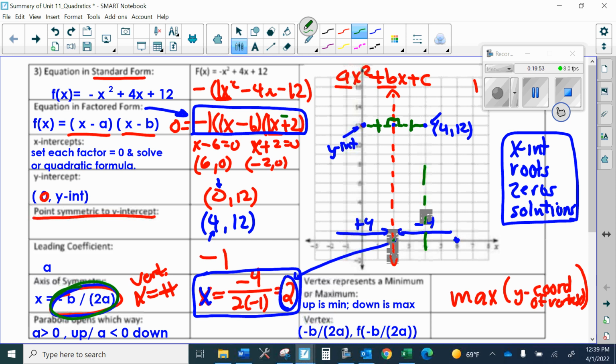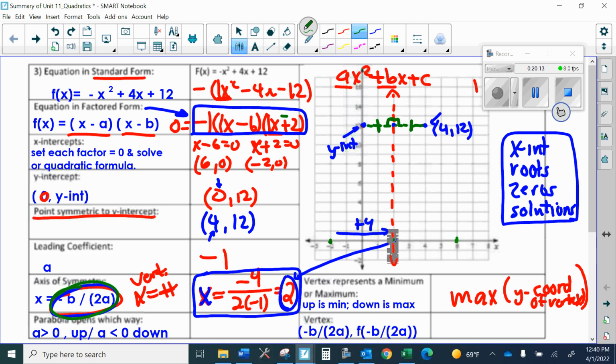So if I have these 2 answers, that means one of them is wrong or both of them are wrong, because the midpoint has to be at x equals 2. Okay, so that's a way for you to check also that you haven't messed up on your factoring. That line of symmetry, the x coordinate of that must be the midpoint.